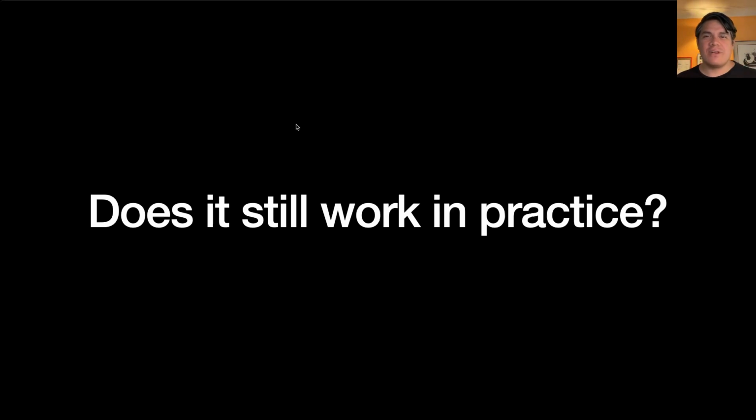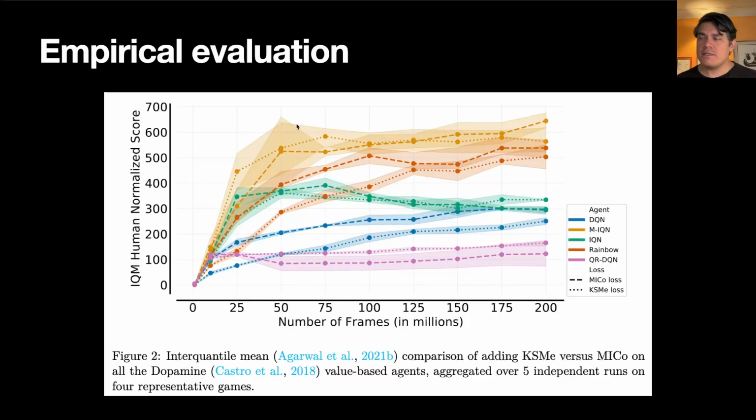Does this new perspective on state similarity and behavioral similarity for constructing representations still work in practice? We saw that MICO worked very well with both value-based agents and actor-critic methods when we just plug in that loss. And what we find is that our Kiss-Me loss, which can be defined in analogous ways to the MICO loss, is very comparable to the results we get with the MICO loss.